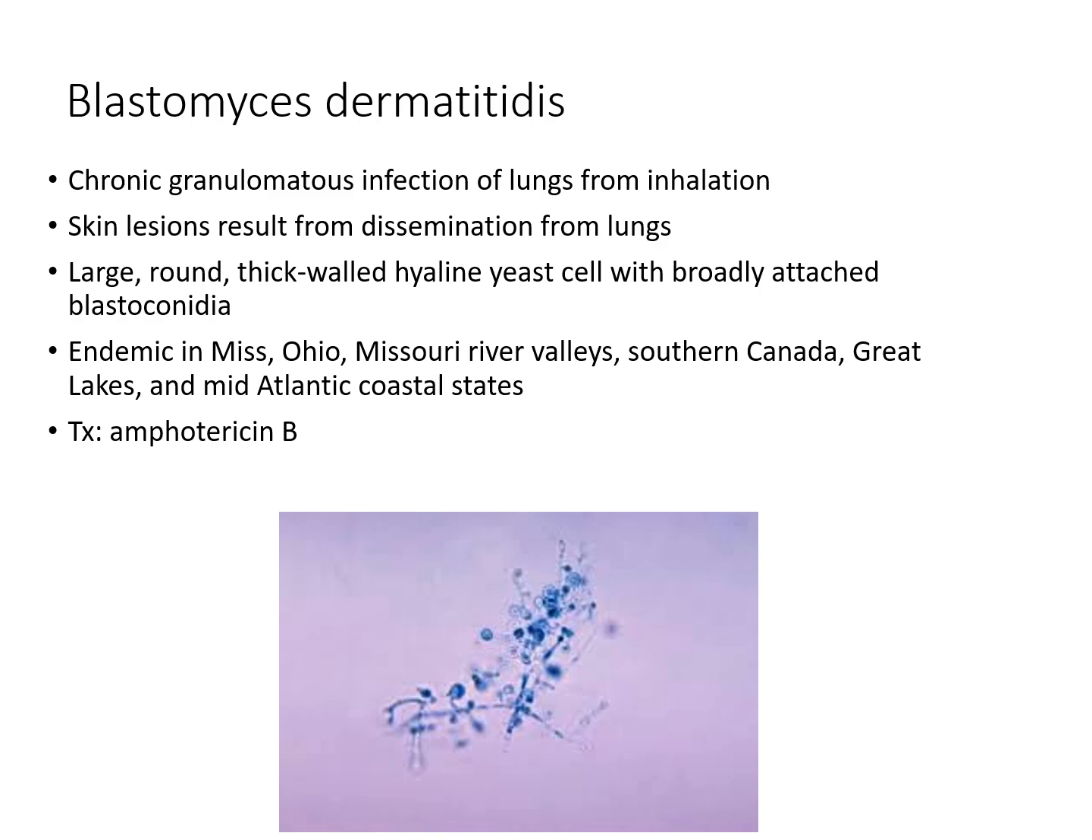This organism is endemic in regions surrounding the Mississippi, Ohio, and Missouri River valleys, as well as southern Canada, the Great Lakes region, and parts of the mid-Atlantic coastal states. Amphotericin B is the treatment of choice for severe or disseminated cases.